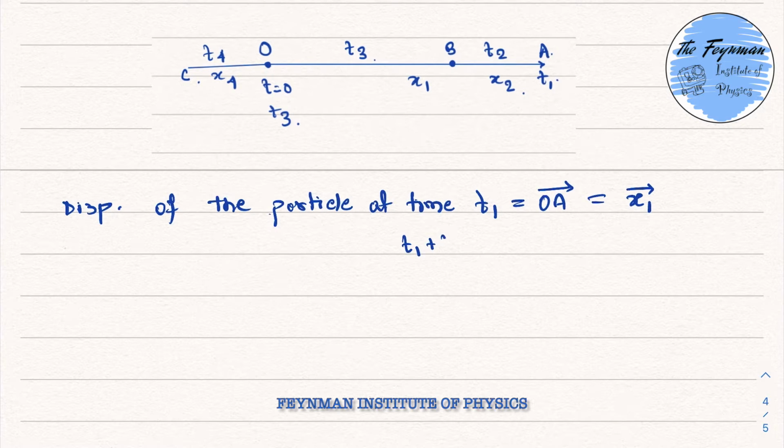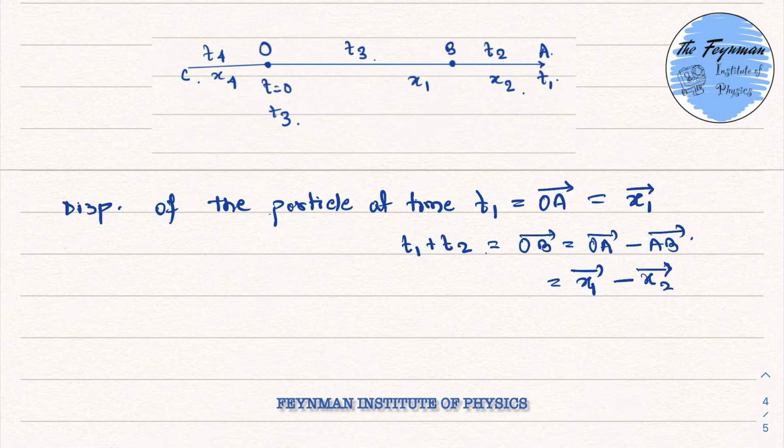And at time t1 plus t2 the particle moves from O to A and A to B. Therefore, the initial location of the object is O and the final position of the object is B. So the displacement of the object is OB, which can be represented by OA minus AB. Now, obviously, AB is taken as minus because the rightward motion of the particle is considered to be positive, then the leftward motion of the particle has to be considered negative. So it is vector x1 minus vector x2.